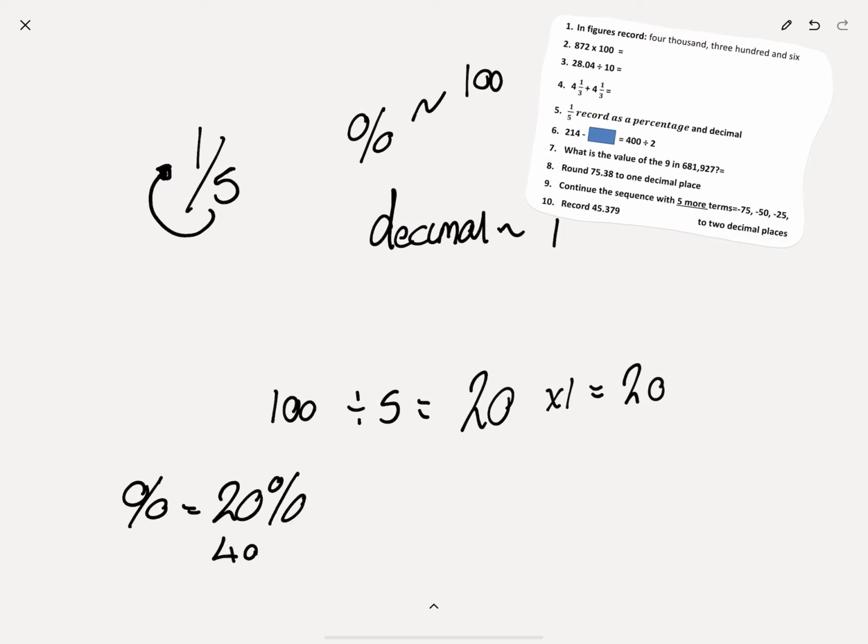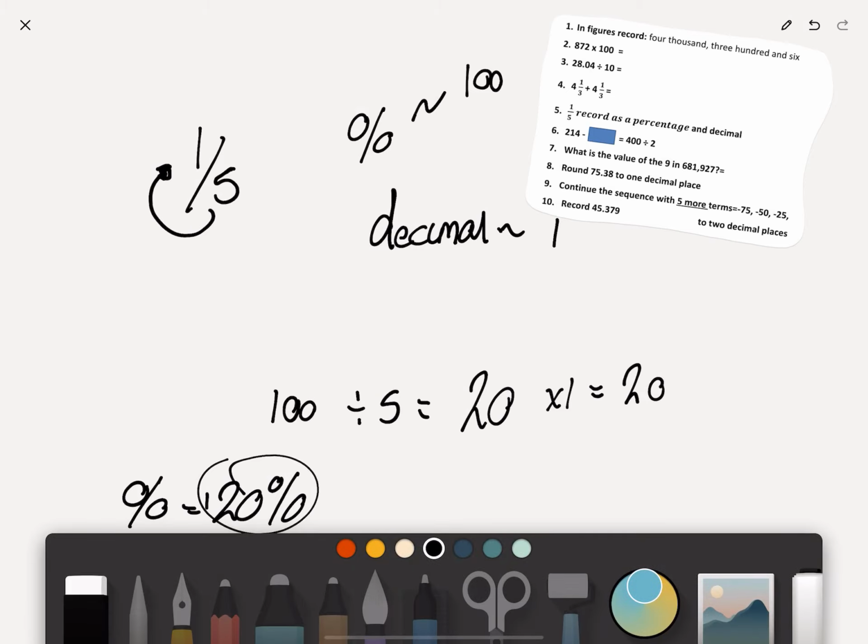Okay. And let's just prove that. 20, 40, 60, 80, and then 100 at the bottom. 1, 2, 3, 4, 5. So if you had 5/5, you'd have 100%. You've got 1/5, you've got 20%. Okay. Let me just clear some of that off.